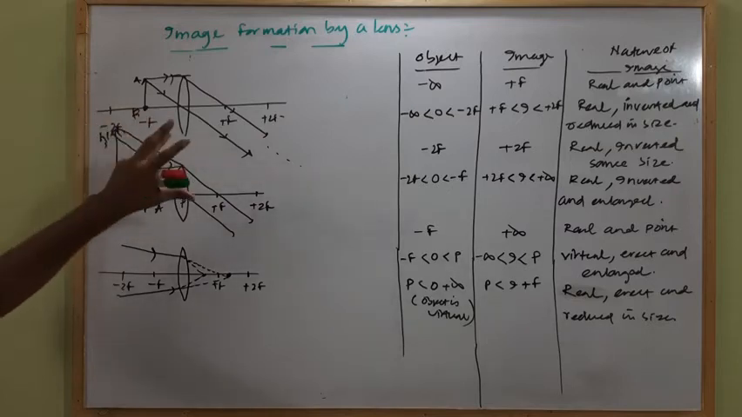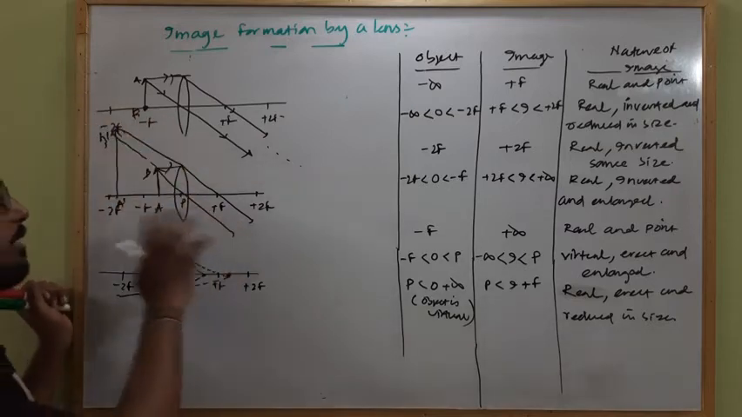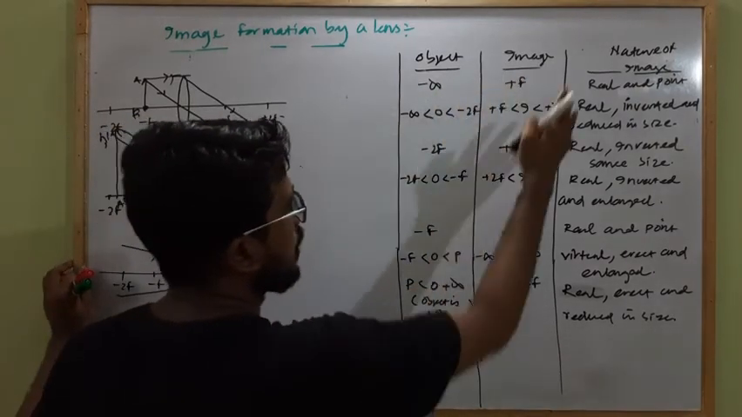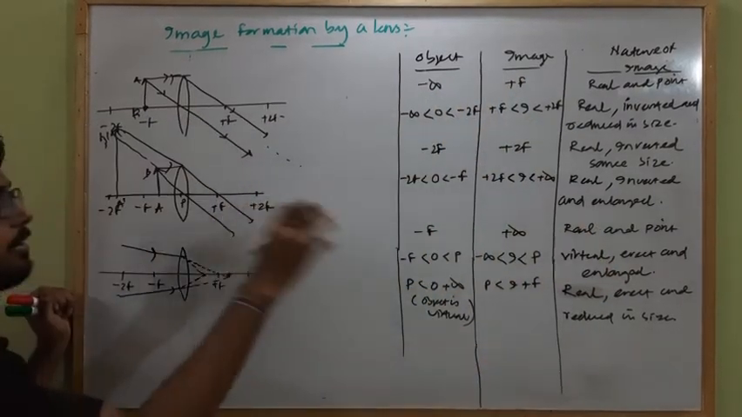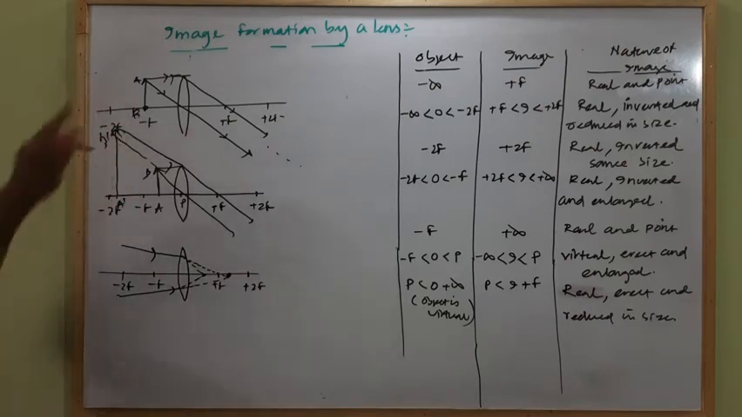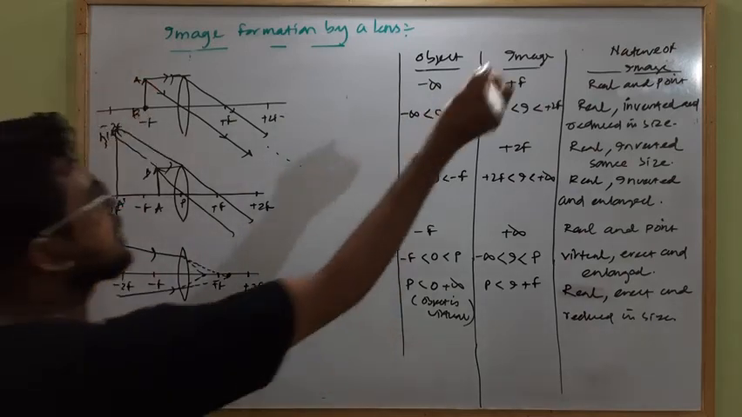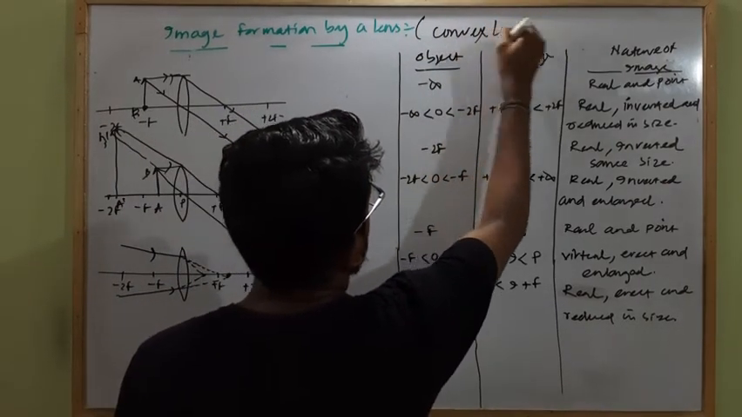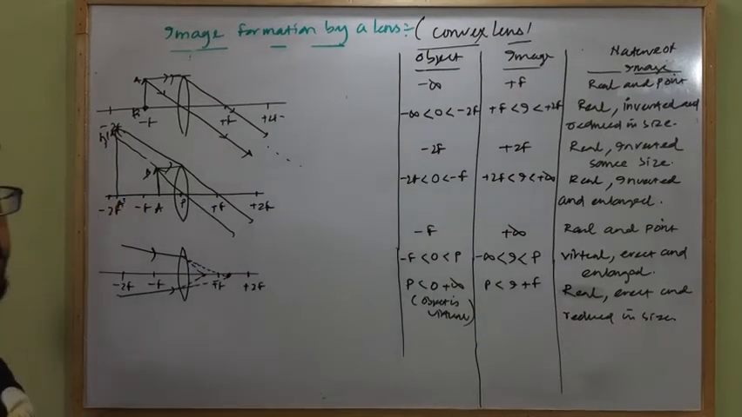Clear? This is for the convex lens, and you can also derive it by yourself for the concave lens. Clear? So the object and image position and the condition of the image during formation, okay, for the convex lens. So image formation by a lens, this is basically for the convex lens. For the concave lens, you can derive it by yourself. Clear?